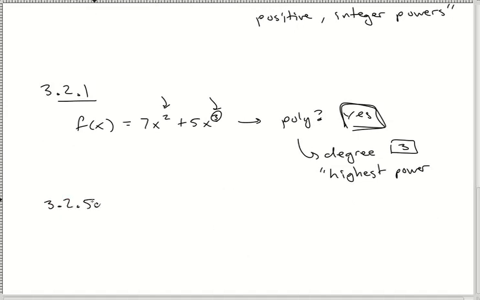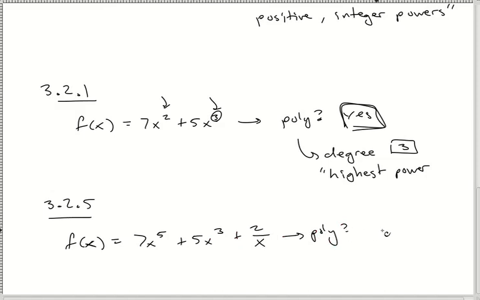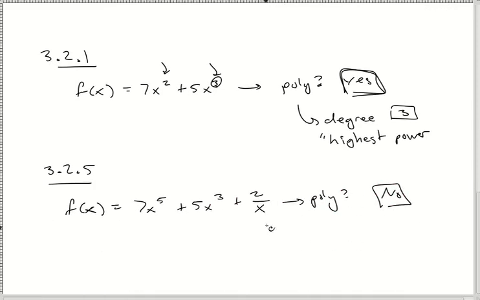Cool. 3, 2, 5. So what if we have f of x is equal to 7x to the 5th plus 5x cubed plus 2 over x? Is that a polynomial? And you're going to say, no. Why is that? Because this guy right here, technically, is 2x to the negative 1. Is that a positive integer? No. So I don't care if those are great, but any one of them that messes it up, the whole thing is messed up. So there you go. And there's no degree, so you don't have to talk about that.